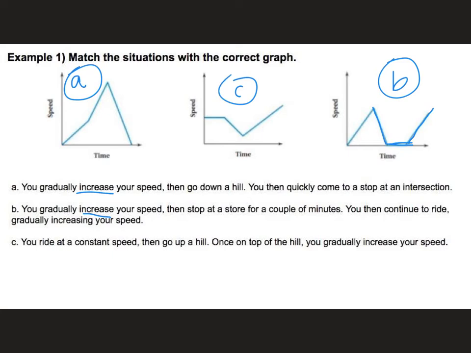You ride at a constant speed, so we're staying the same speed. Then you go up a hill. So if you've ever ridden a bike, you know when you go up a hill, unless you're super, super strong, I suppose, that your speed definitely goes a little bit slower. It slows down because it's hard work to go up a hill. Then we continue to ride, increasing our speed to the end here. So A, C, B.